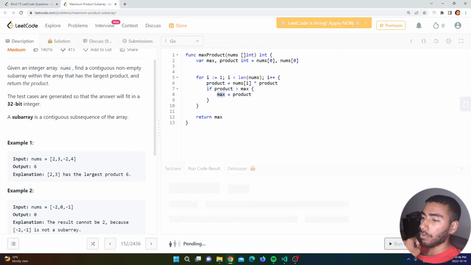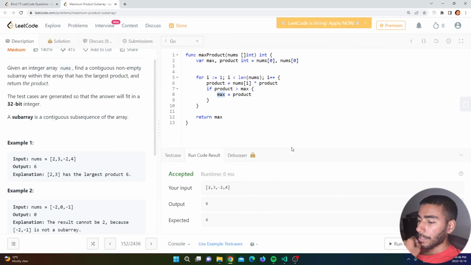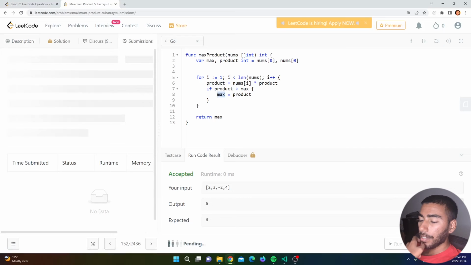So let's run this code over here. Okay, that passes with this test case over here. Let's submit it and see what we get.